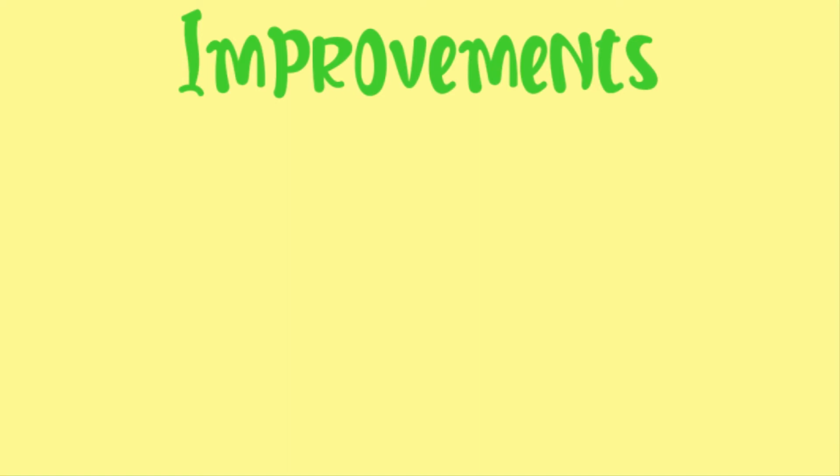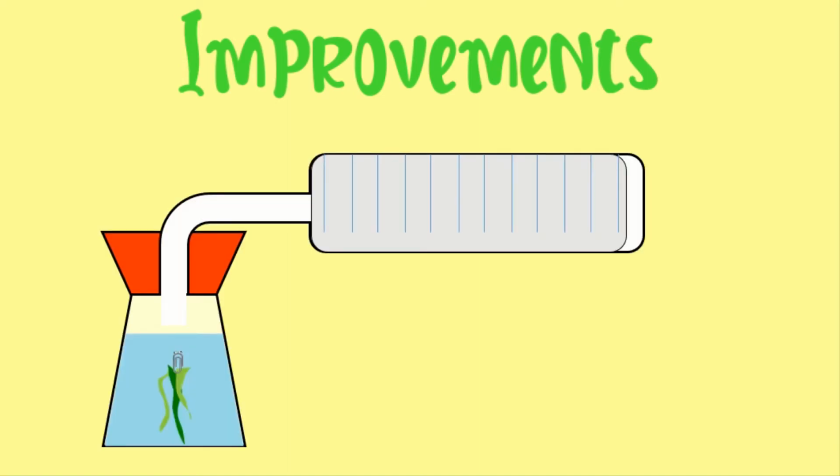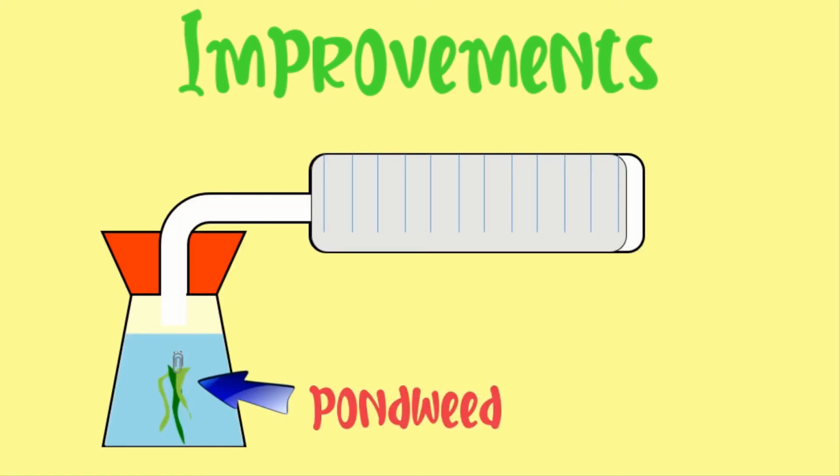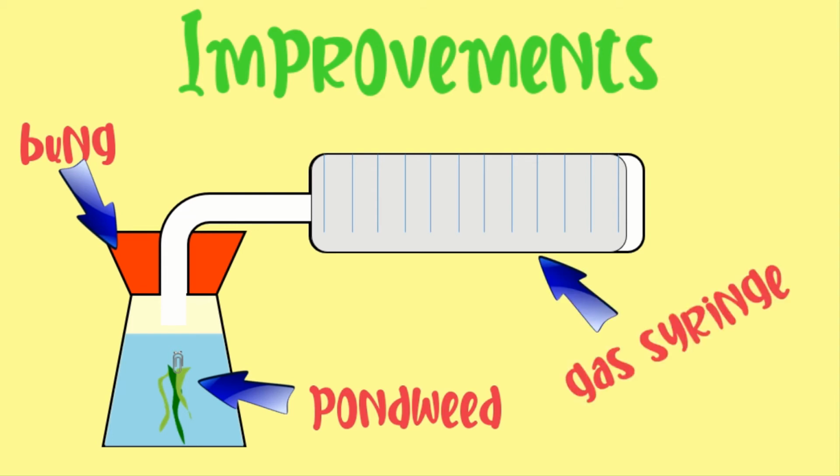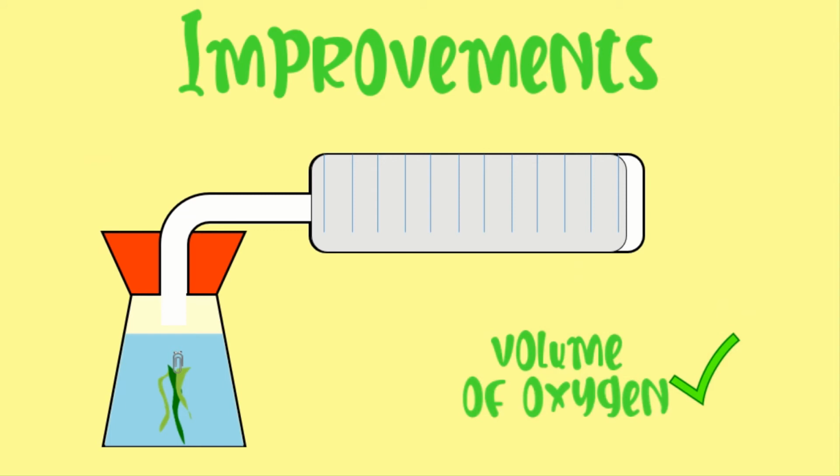So this looks a bit budget. So it looks like this. Let me talk you through it. Here I've got my pondweed in my sodium hydrogen carbonate. Here I've got something called a bung, not a bong, but a bung. It's kind of like a cork. And through that bung, connecting my pondweed, is this thing here. It's connected to a gas syringe, and that's going to let me measure the volume of oxygen.